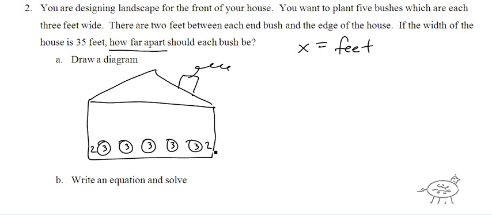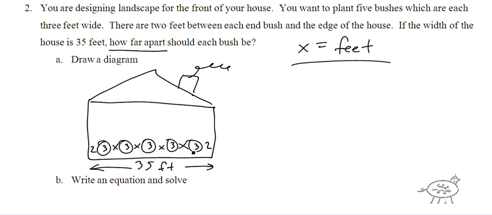Okay, and then it says how far. The width of the house is 35 feet. So this whole thing here is 35 feet. Okay, and then it says how far apart should each bush be? Well, if that's what you're looking for, and that's your variable, then you want to put it in here. X, X, X, and X, right?